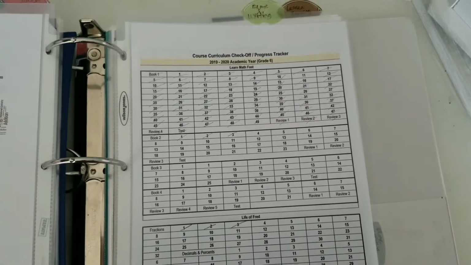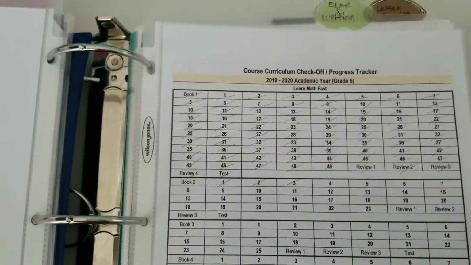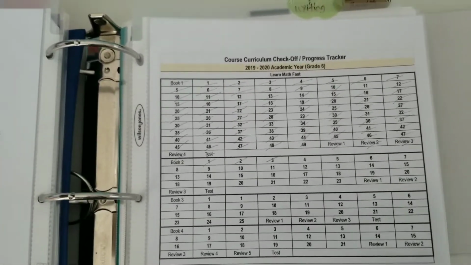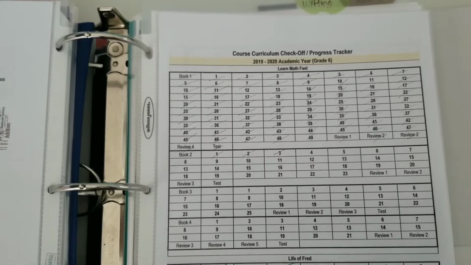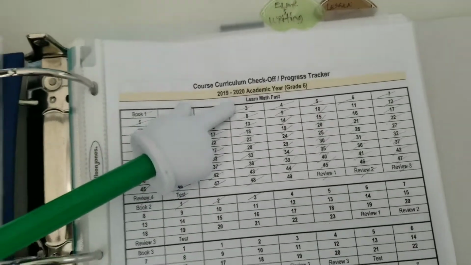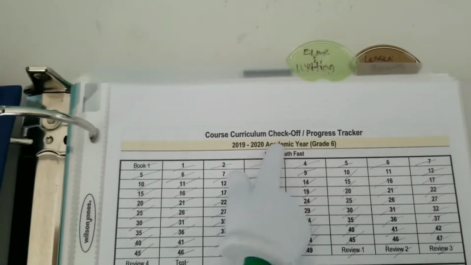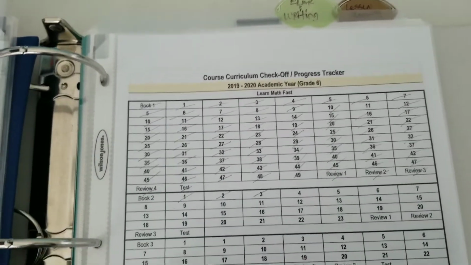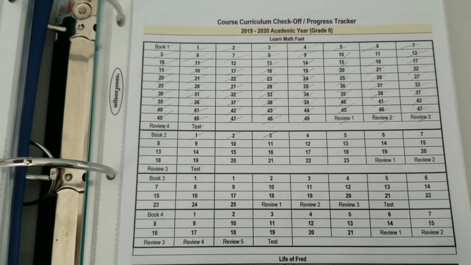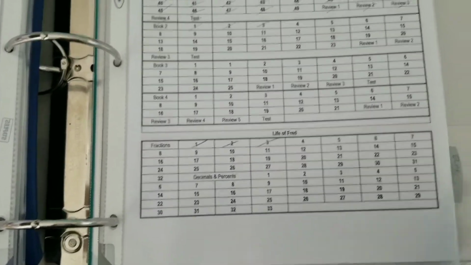You can do something as simple as this. All I did here, and this is an example of our math, was create a table. You can do that in a Word document or you can do it via an Excel spreadsheet. All I did was create a table where I identified the book that we're using, and I put all the chapters in that book. So in this example, you see Learn Math Fast. You see all the chapters that we're doing for Learn Math Fast and all the books that we're doing under that title. You see Life of Fred. Here are all the chapters that we're doing with Life of Fred.